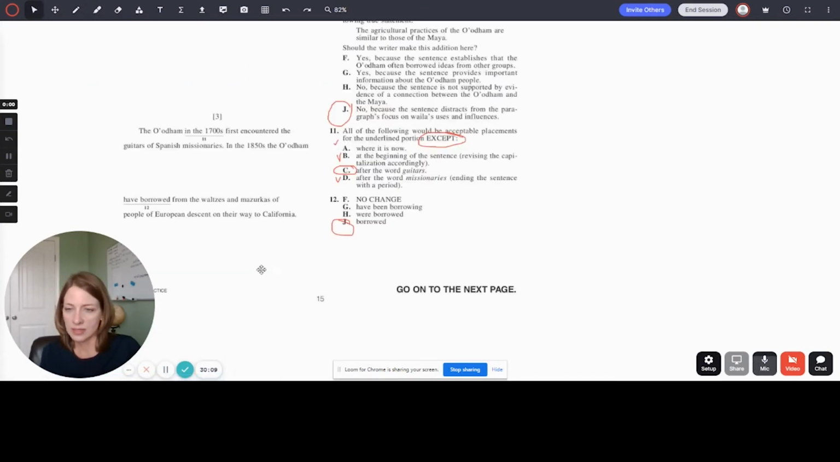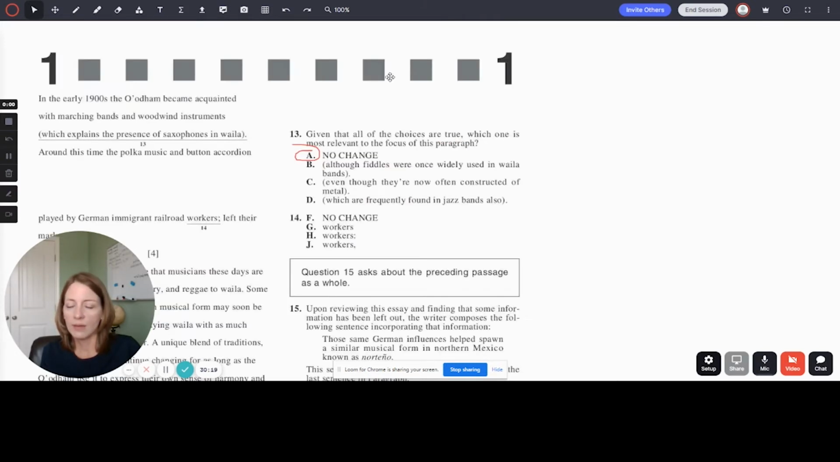This other one is talking about guitars. All right. Anyway, I know that marching bands and woodwind instruments, there are saxophones in those. And I feel like they're saying this was introduced to them in the 1900s, and it's trying to explain the style. And so I feel like A carries on with explaining why something is there.